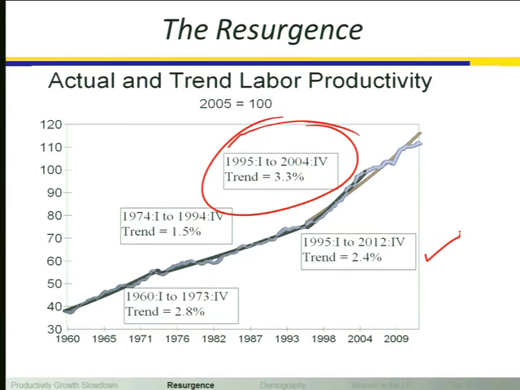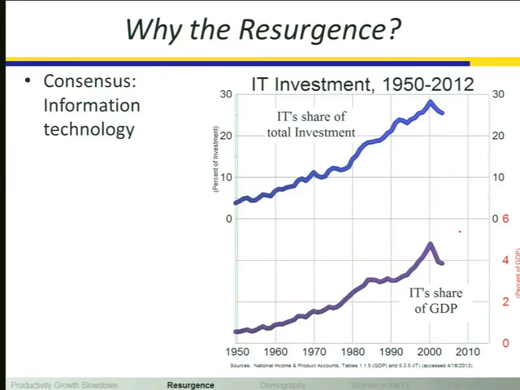So, all right, why the resurgence? The consensus is information technology, IT. And the graph here, which is in last week's handout, shows you IT share of total investment, using the axis on the top part, and IT share of GDP, using the axis on the bottom part. And in both of those, you can see that there's a big increase in IT.